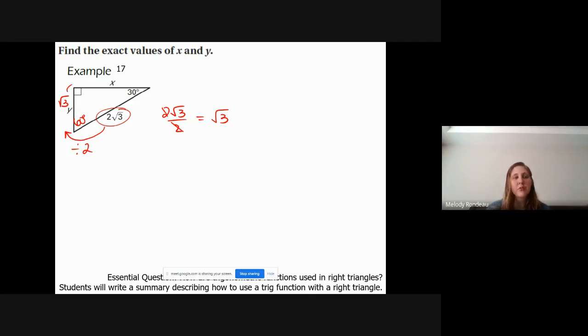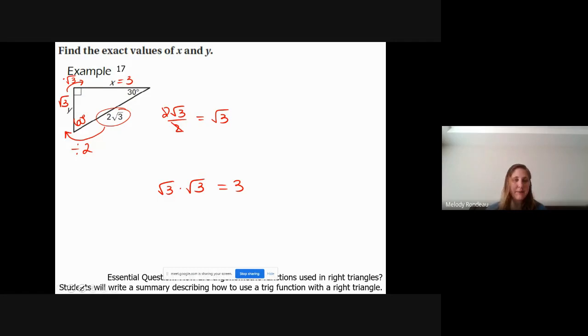Then I need to go to Mama Bear. And to get to Mama Bear, I'm going to be multiplying by the square root of 3. So I have square root of 3 times square root of 3. That should be pretty familiar at this point. When I multiply matchy square roots, the answer is just the number. So x equals 3.